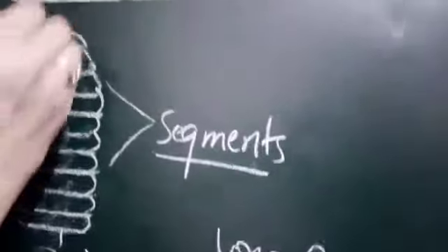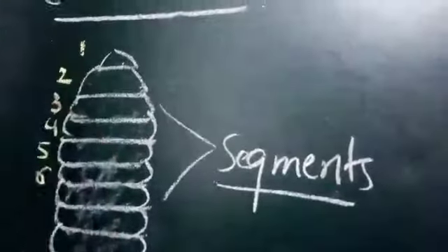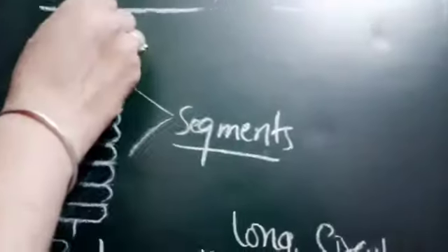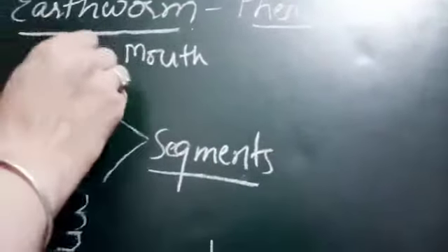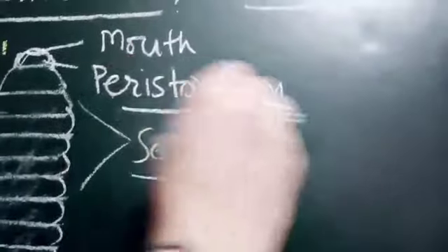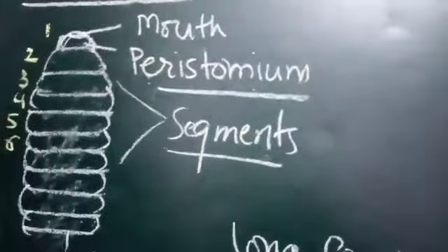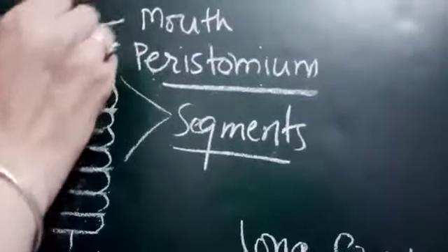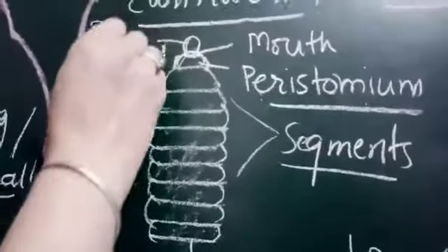For the first segment, please note 1, 2, 3, 4, 5, 6, such segments are there. The first segment has the mouth at its tip, and this mouth-surrounding segment is called the peristomium. That is the name of the segment. The segment which bears the mouth at the tip is called the peristomium. And there is a small lobe-like structure that is called the prostomium.